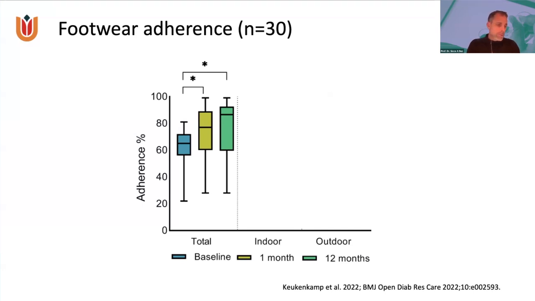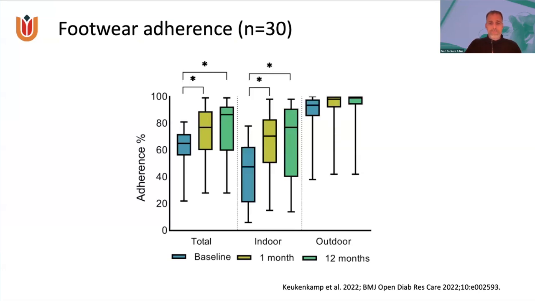But of course, you don't only want to assess this in the short term, but also in the long term. So we assessed adherence again, using a sensor inside the shoe, at 12 months. And we found that the adherence increased even further, to about 85%. And we found, of course, particularly the effect inside the house. Inside the house, patients went from about 45% adherence at baseline to about 70% after 1 month, and about 80% adherence indoors, with having such a specific custom-made shoe for indoor use.